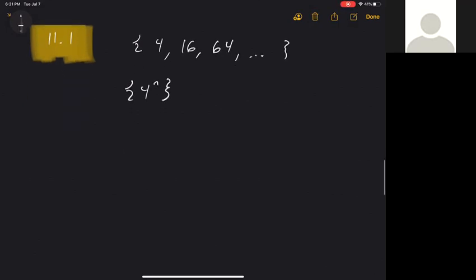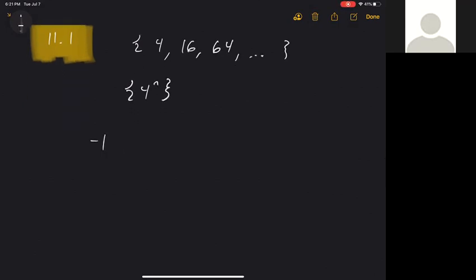So maybe 4, 16, 64, and so on. Maybe you see, hey, that's the powers of 4. So the sequence will be like 4 to the n, something like that. And this is a pretty easy one.